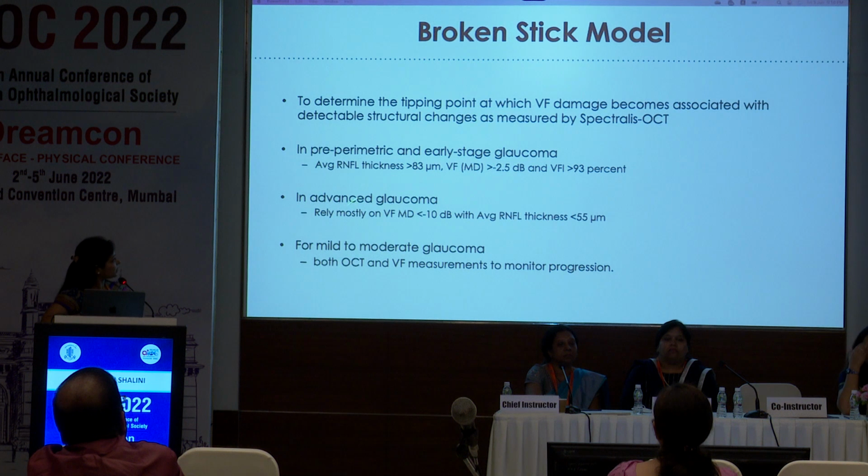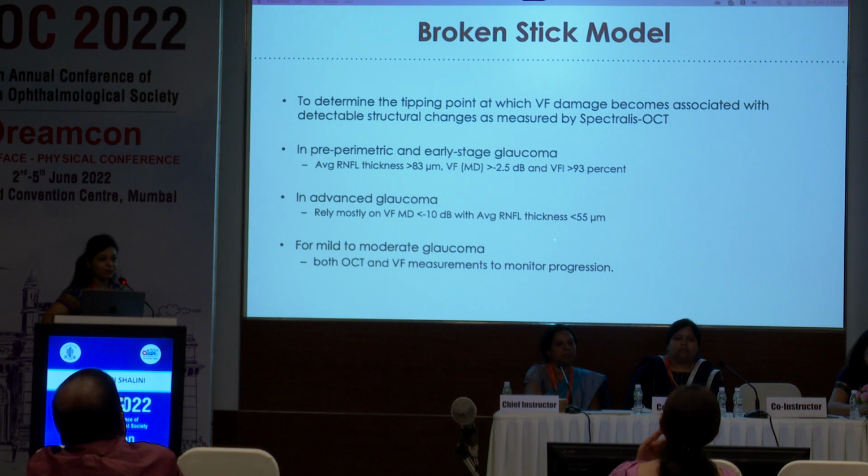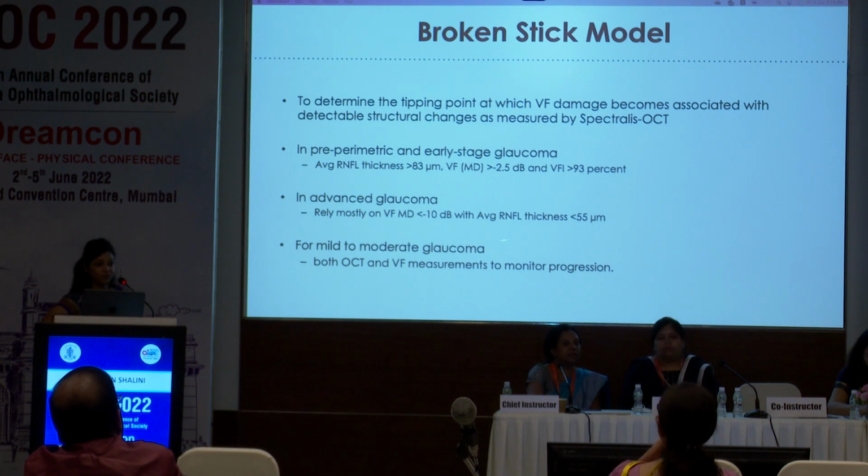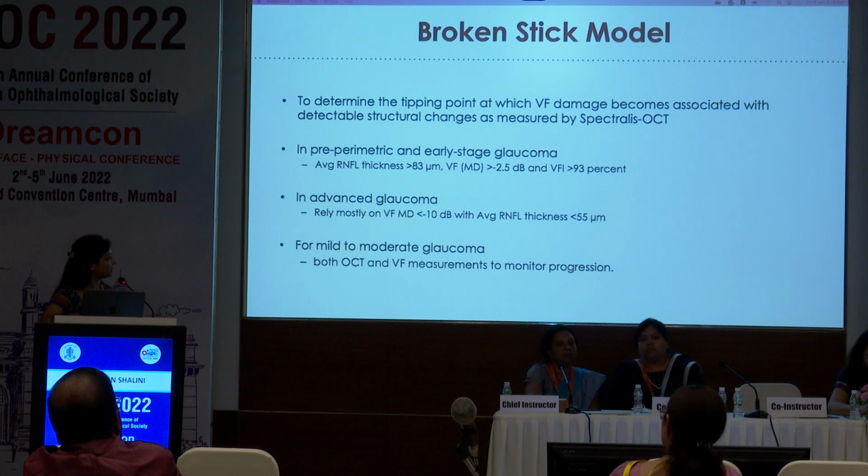which is the broken stick model, that in pre-perimetric and early stage glaucoma, if the RNFL thickness on OCT is more than 83 microns but less than 100 microns, it's most likely early glaucoma. And in advanced glaucoma, the RNFL would be less than 55 microns. That corroborates to almost like MD of more than -10 decibels. So it is an indication that we must know that OCT can also predict how severe or advanced the glaucoma is.